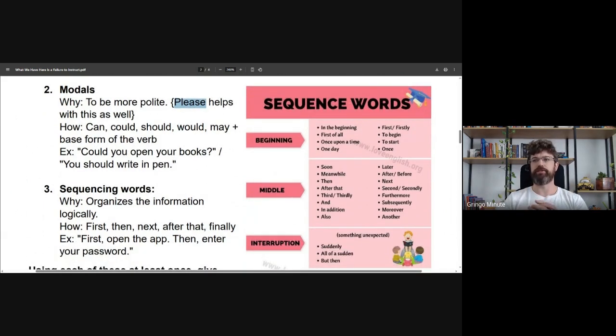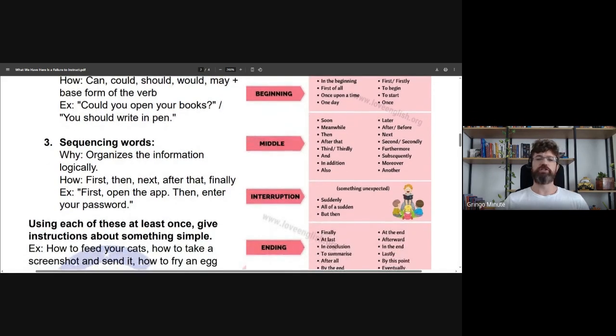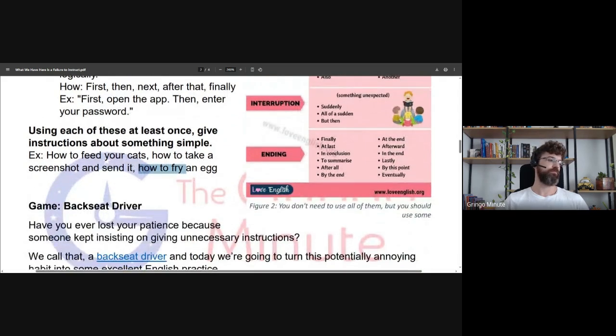I just say, do this, do this, do this. After the second "do this," it gets a little bit confusing. So I think these help. And how will you practice? Using each of these at least once. Give some simple instructions. You're going out of town. Teach your neighbor how to feed your cats, how to take a screenshot and send it to someone, how to fry an egg, whatever is appropriate for your life.